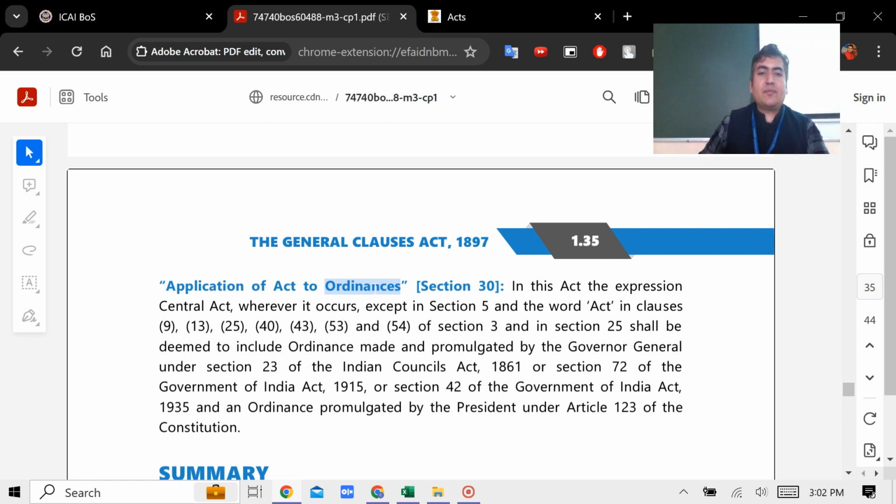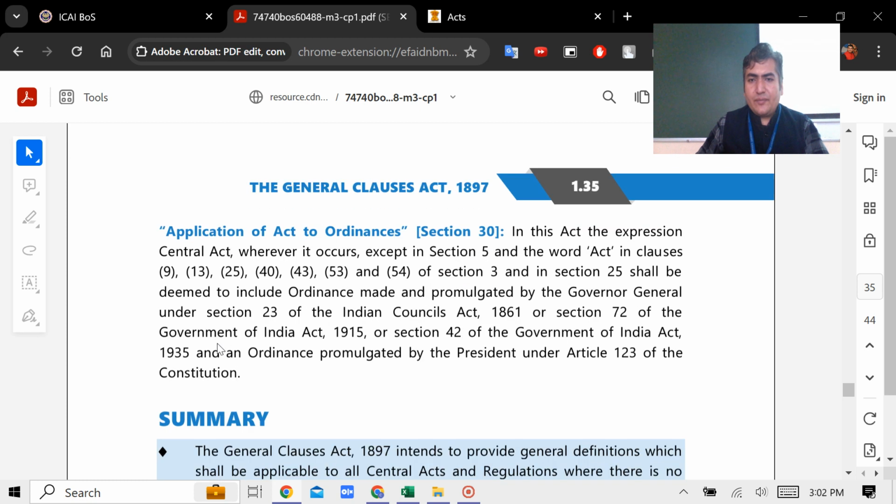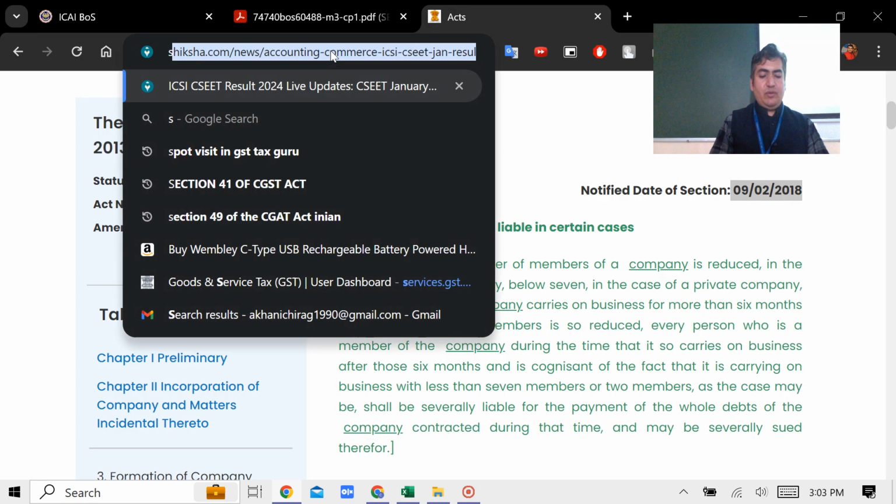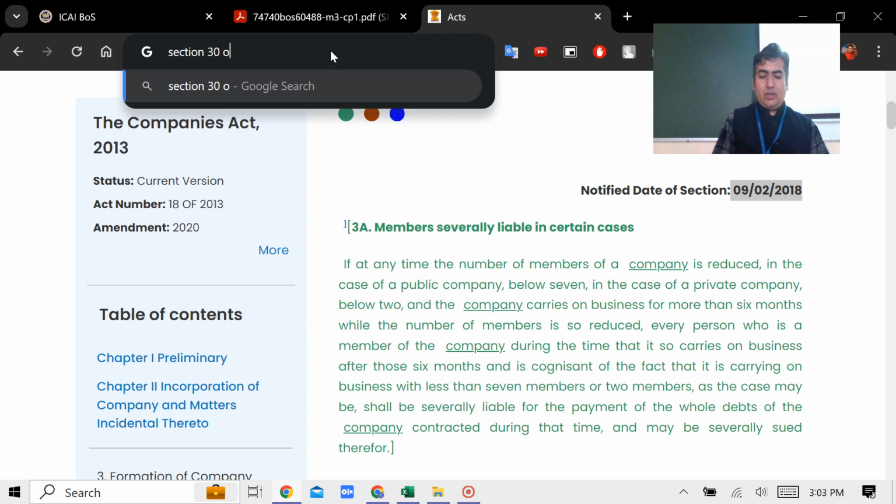भाई मेरी बात समझ में आ रही है? Just a second. This explanation is not completed yet. I want to tell you, it doesn't apply. ये आपका real answer होना चाहिए. Because, just a second, if you come down here and just type the word section 30 of the GCA.